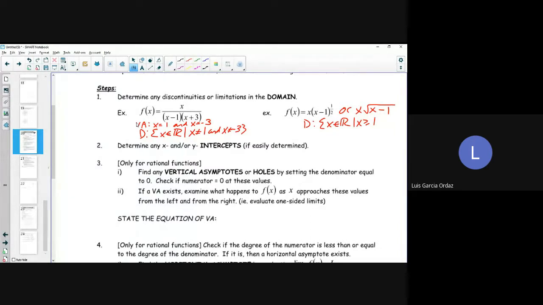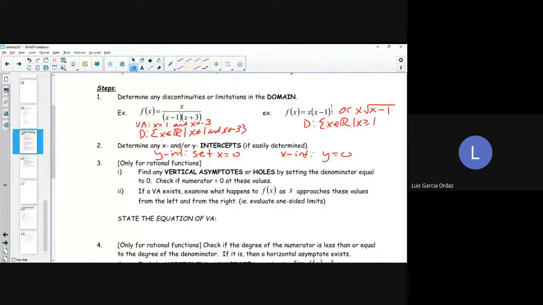And now we have to determine any x or y intercepts. For my y-intercept, set x equal to 0. For my x-intercept, I need to set y equal to 0. So this next part is only for rational functions.